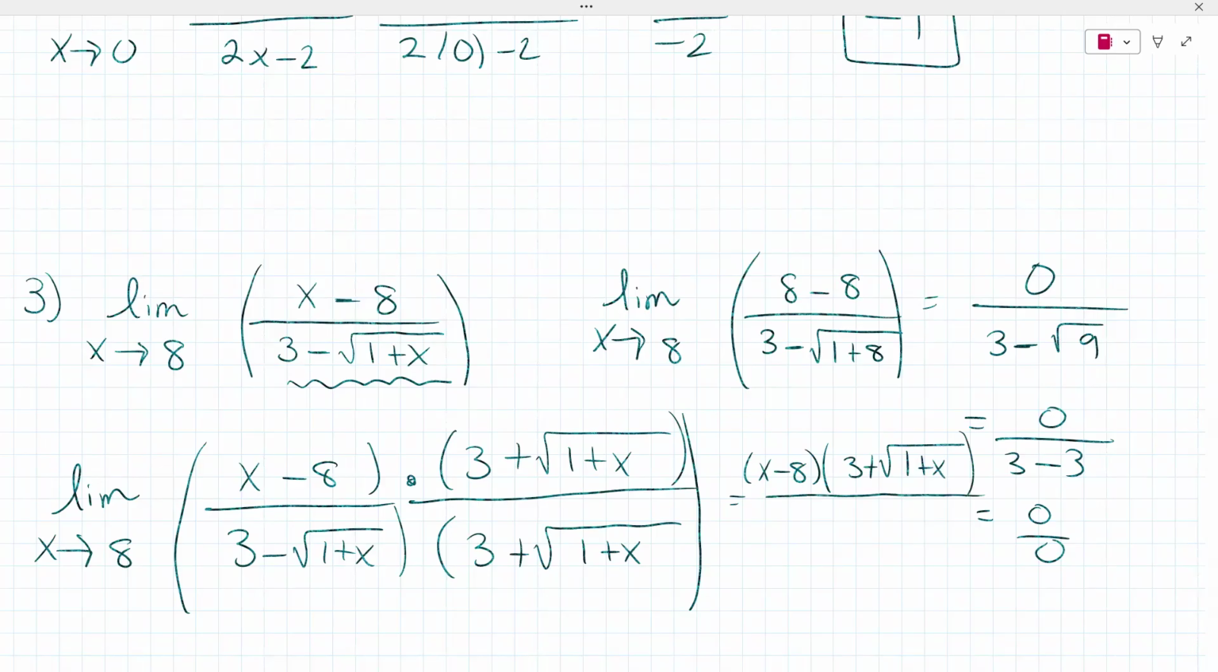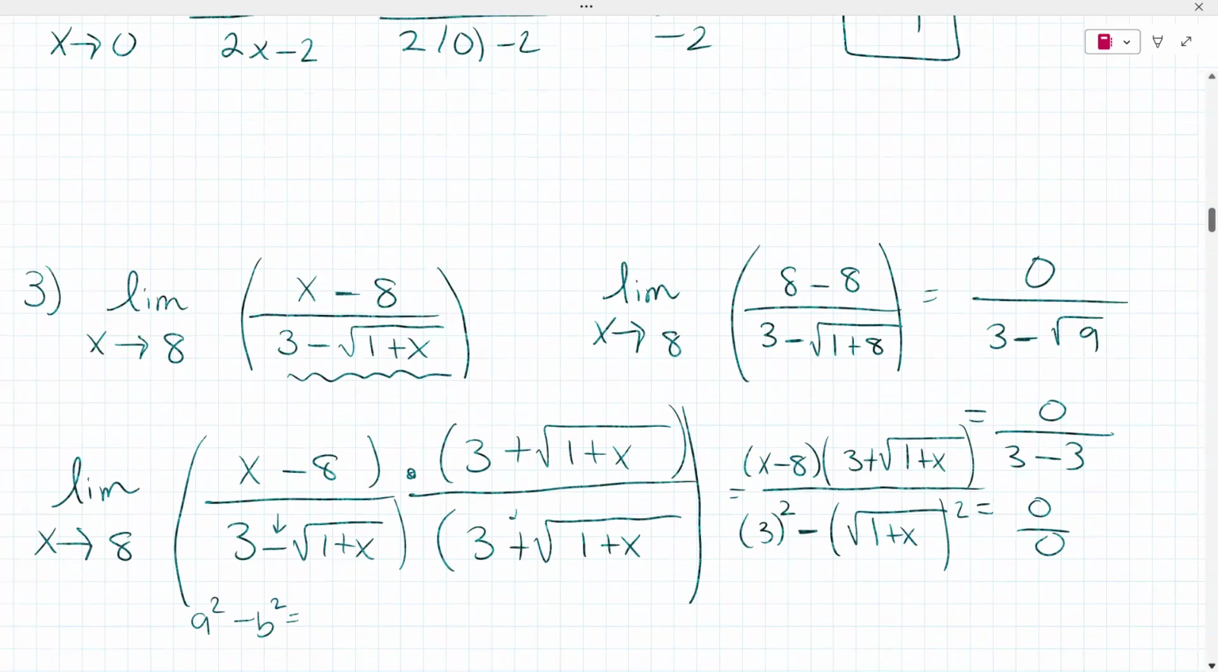The only thing I would do is simplify the bottom. And there's a shortcut. They're practically the same thing. The only difference is this is a minus and this is a plus, right? So if they're the same thing with a minus and a plus, it's a difference of squares. Basically, it's a squared minus b squared. Our a is going to be 3, and my b is going to be the square root of 1 plus x.